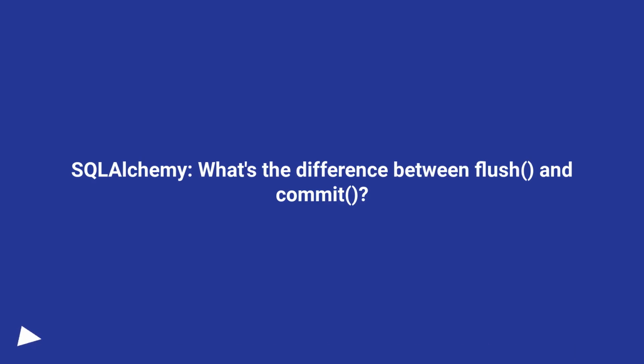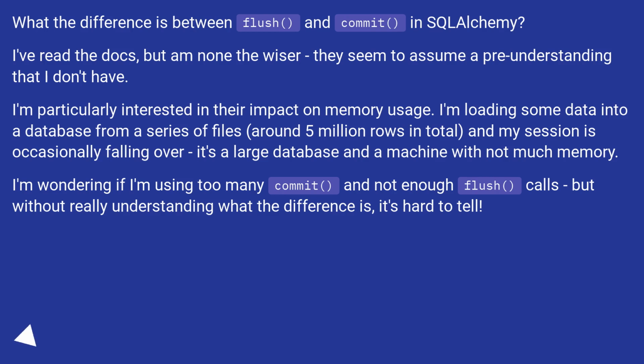SQLAlchemy, what's the difference between flush and commit? What the difference is between flush and commit in SQLAlchemy. I've read the docs, but am none the wiser. They seem to assume a pre-understanding that I don't have. I'm particularly interested in their impact on memory usage.